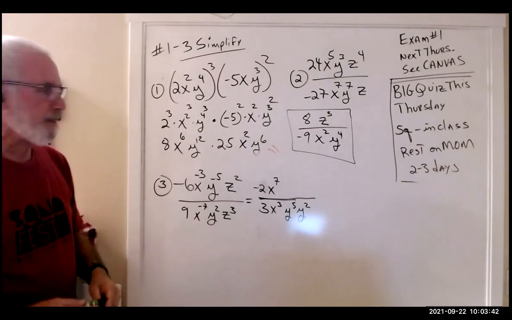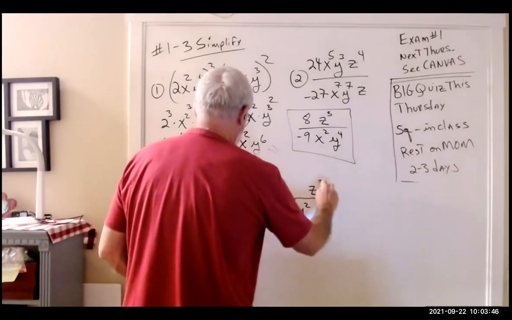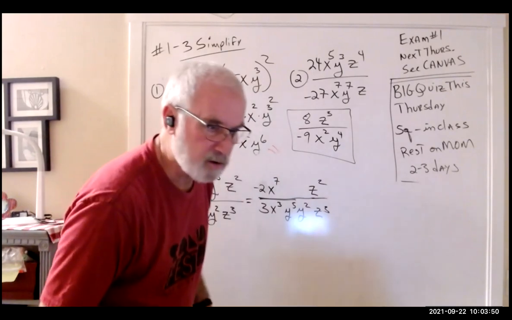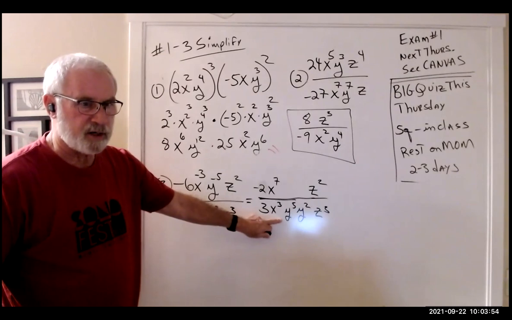Okay. And my z's, nothing happens with them. So z to the 2nd, z to the 3rd, just stay. Am I in the glare? Can you guys read my y's? It's kind of in the glare. Are you guys okay with that or not?